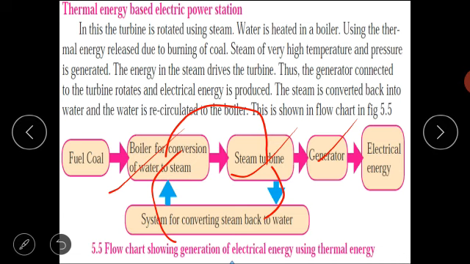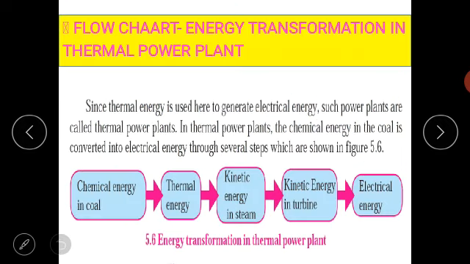So this is all about the thermal energy based electric power station. This is the way a thermal power plant works, and energy is produced. Next is the flowchart of energy transformation in a thermal power plant. Now the next flowchart that I have represented over here is the transformation in a thermal power plant.